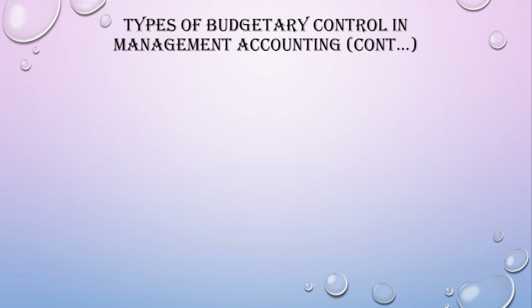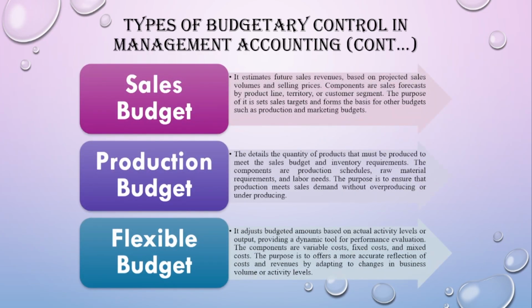Another type of budgetary control in management accounting is the sales budget. What is a sales budget? It estimates sales revenues based on projected sales volumes and selling prices. Components are sales forecasts by product line, territory, or customer segments. Its purpose is to set sales targets and form the basis for other budgets, such as production and marketing budgets. Another type of budgetary control in management accounting is the production budget.